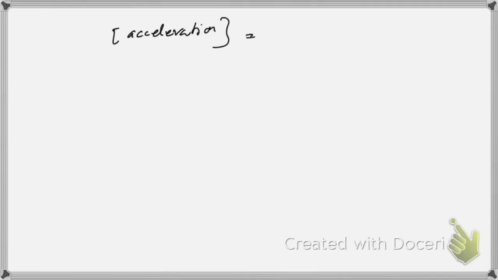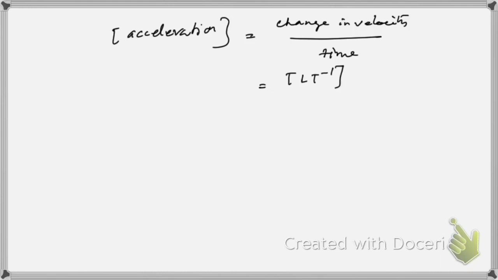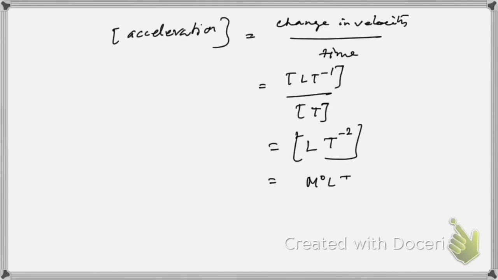So that is change in velocity by time. The dimensional formula of change in velocity will be simply that of velocity, that is L t to the power minus 1, and we have time here, so it's going to be L t to the power minus 2. So it can be written as M to the power 0 L t to the power minus 2. That's how we can find it, right?